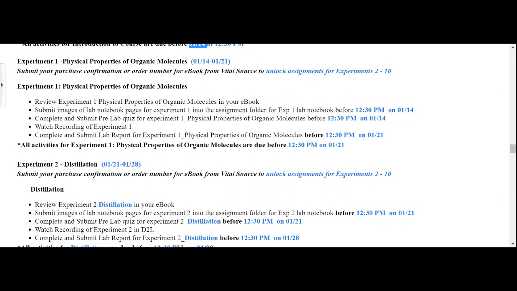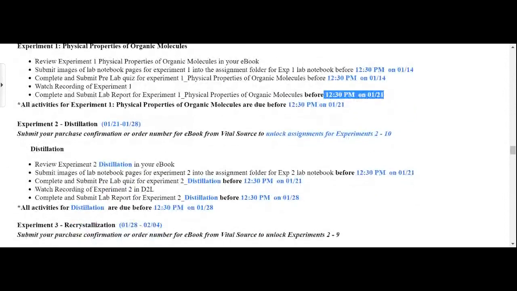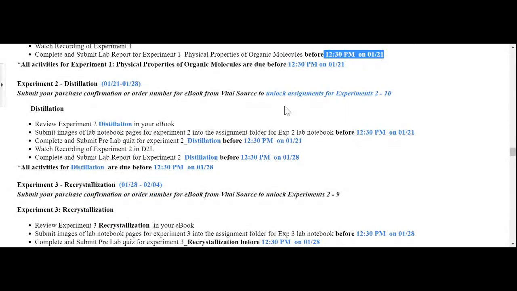It's the same assignment folder for the lab report for experiment 1, and this is due before next Thursday. Prelab is due before next Thursday. Watch the recording. That's during the lab Thursday of next week, after the pre-lab discussion. And then for your lab report, you have 1 week after the experiment to write it and submit. It's the same format for all.